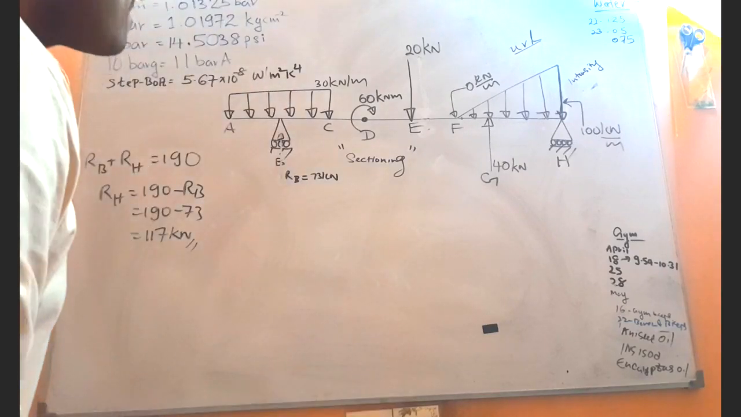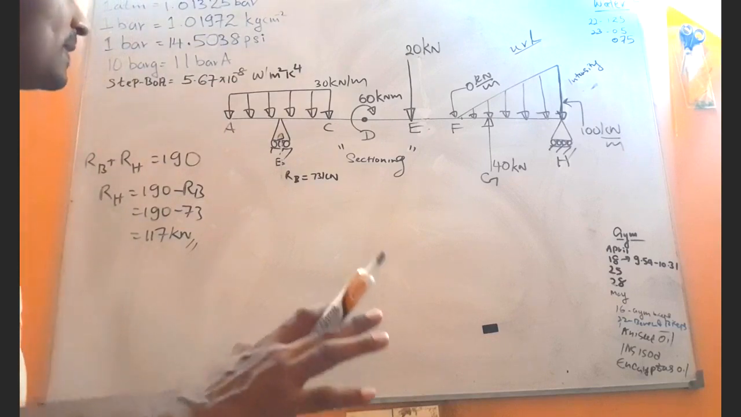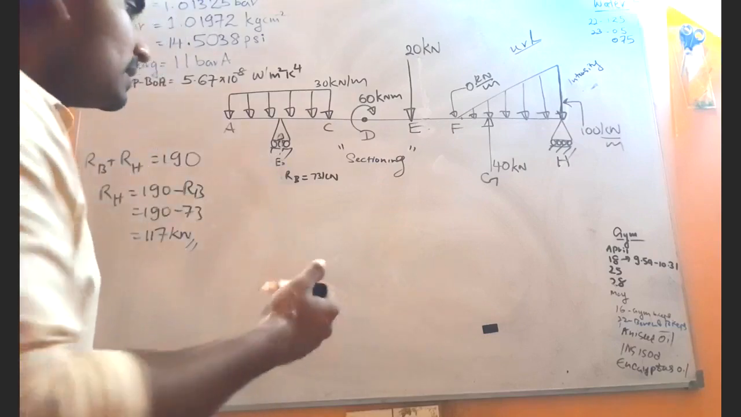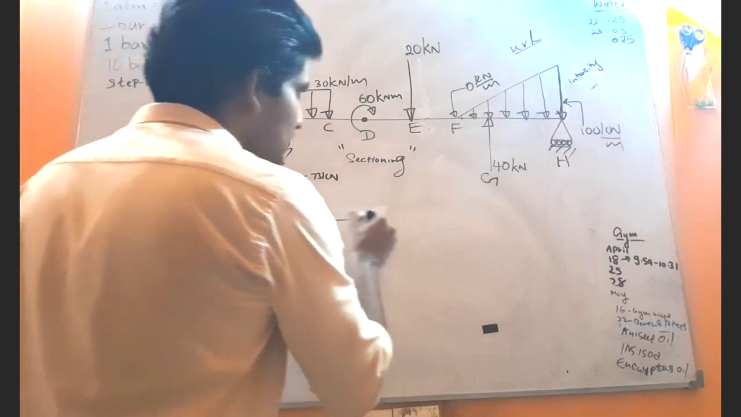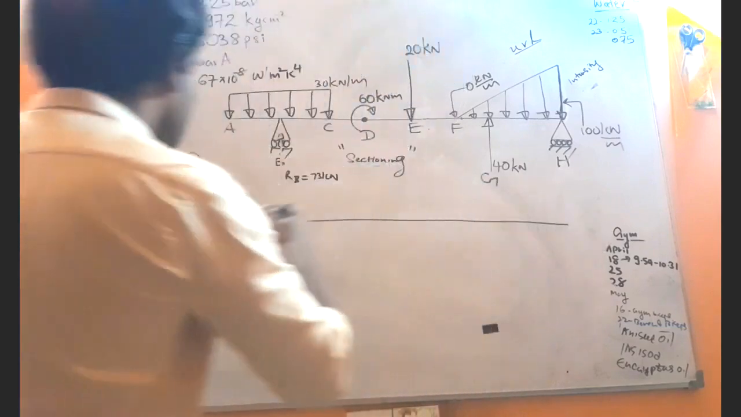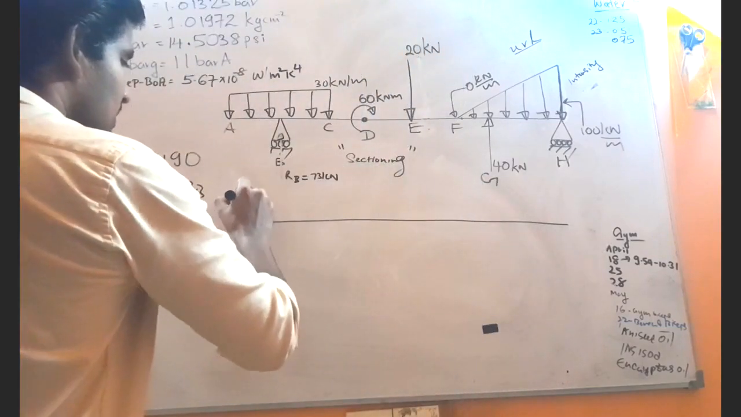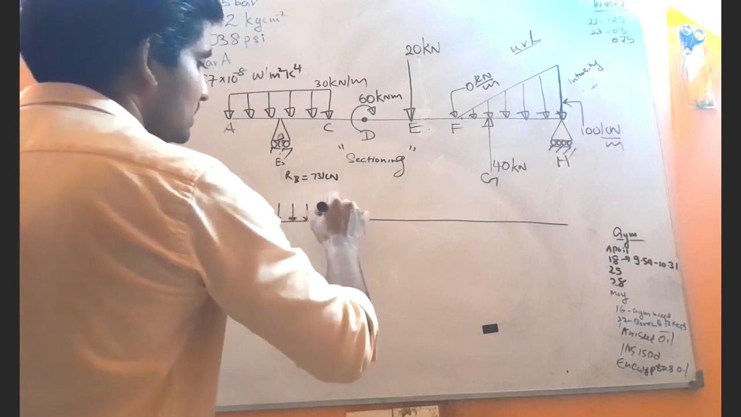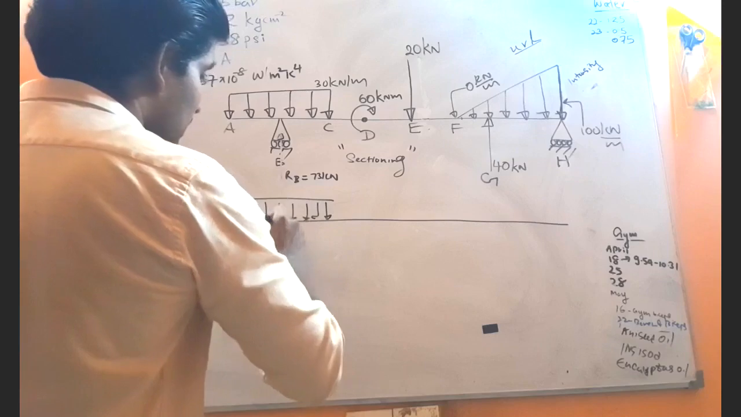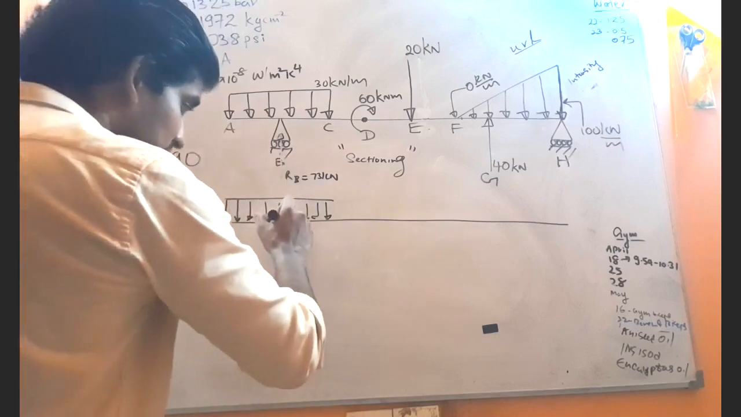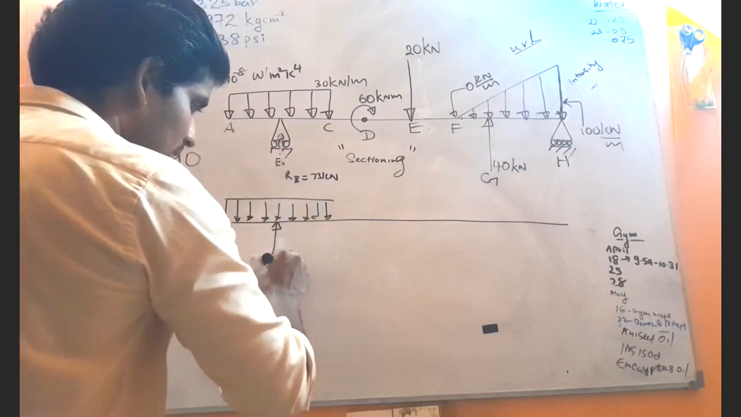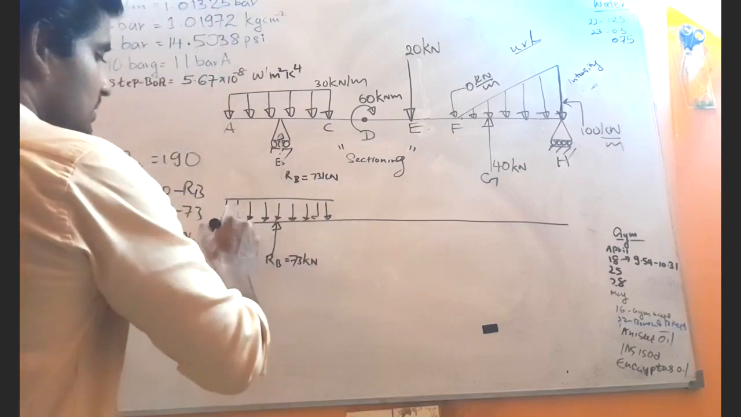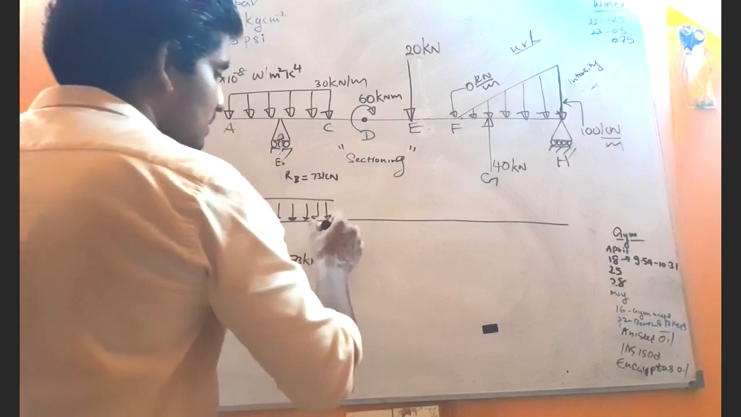Now wait, I will again sketch this, then only you will understand it. It takes time, but doesn't matter. First, the number one thing, I have to do the sectioning. Here we have the reaction RB, but I will sketch it like that. RB equals 73 kilonewtons. So this is A, this is B, this is C.